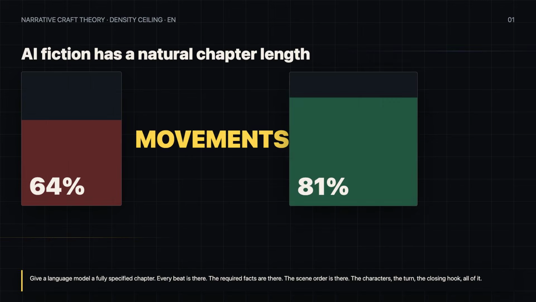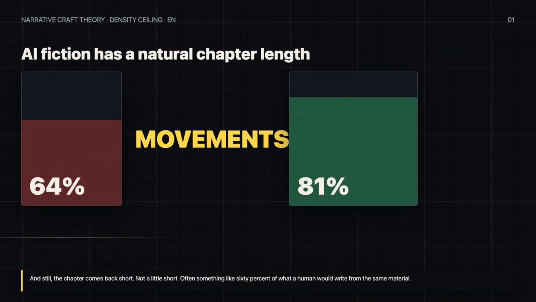Give a language model a fully specified chapter. Every beat is there, the required facts are there. The scene order is there, the characters, the turn, the closing hook, all of it. And still the chapter comes back short. Not a little short. Often something like 60% of what a human would write from the same material.